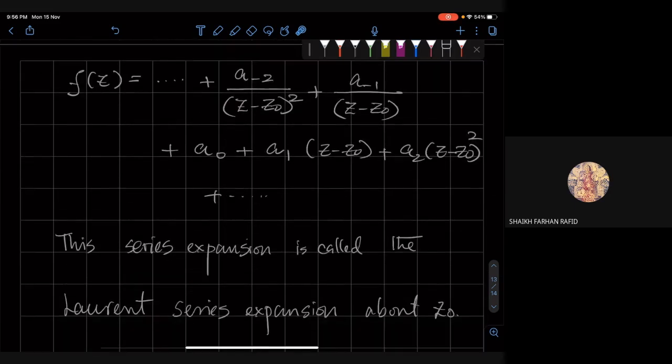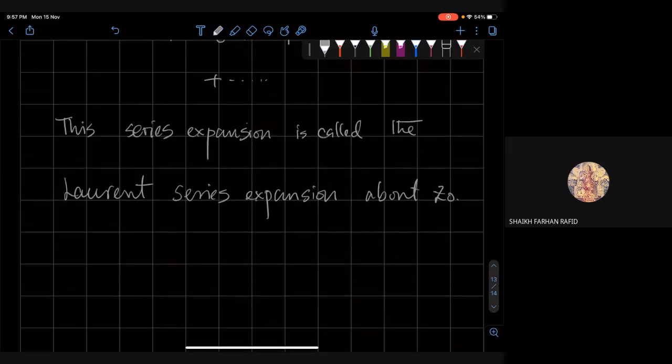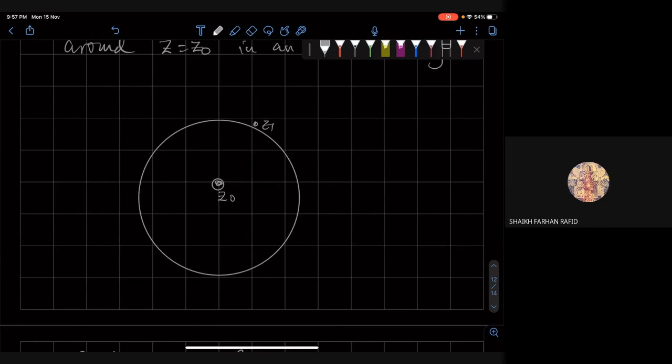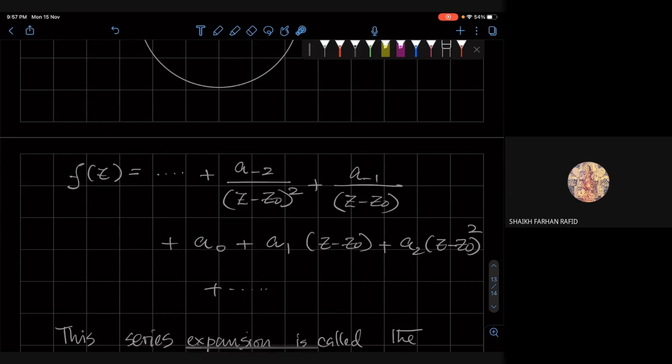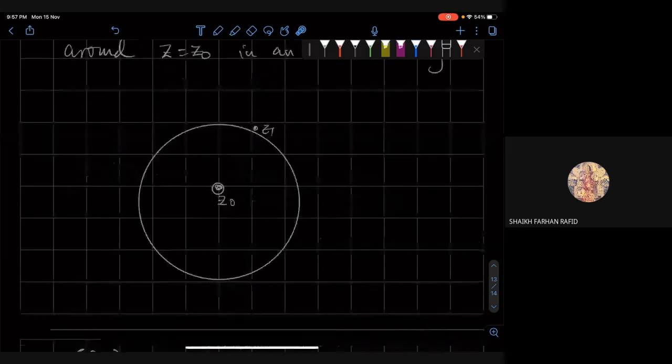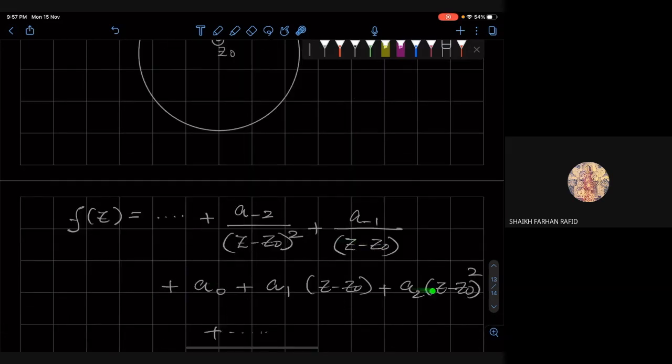Okay. So of course, now you can expand this function around z1 as well. And then you'll have an annular region which is centered around z1 and whose radius is bounded by z0, right? So it'll be like this. And in that series expansion, the coefficients a minus 2, a minus 1, a0, a1, those coefficients will be different. Okay? So this is a series representation around a certain point.